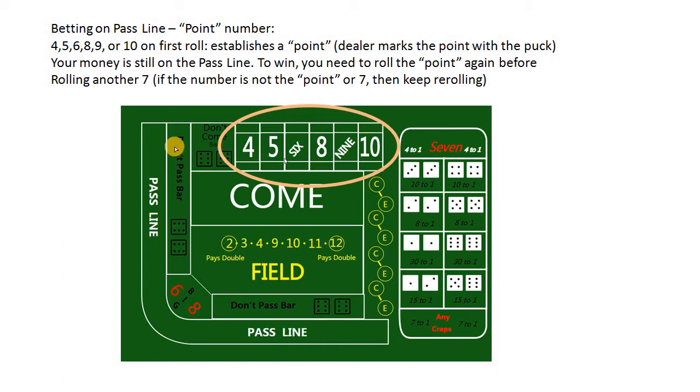So for example, if on the first roll we got a 4, then we will enter the point system. On the second roll, we hope to roll a 4 again. If we roll a 4, then we're gonna win $1. If we roll a 7, we're gonna lose $1. For everything else, we'll keep re-rolling. Let's draw this on a diagram.